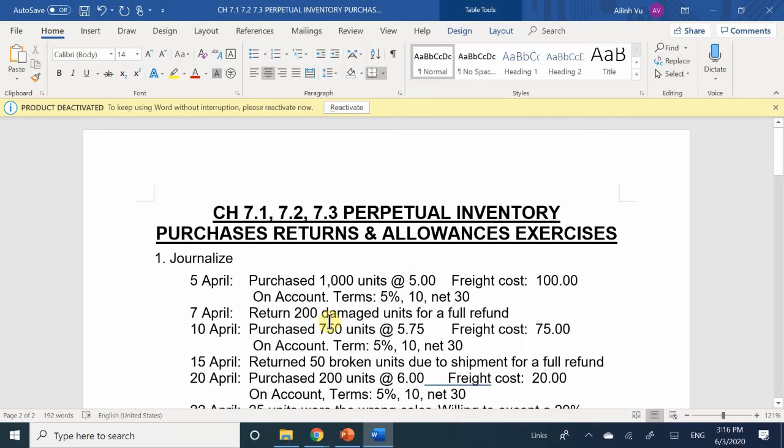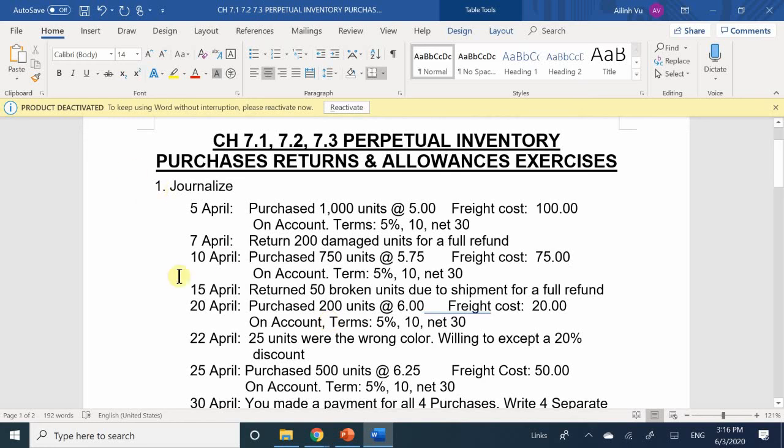Now we also have to recognize our second check. So let's see what happened here. We got another purchase on the 10th, and we purchased 750. So we purchased it on April 10th. What are the terms?